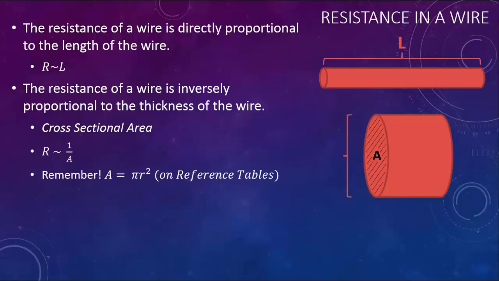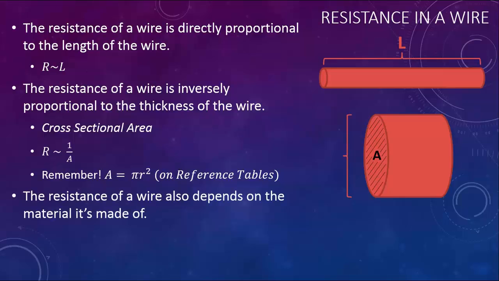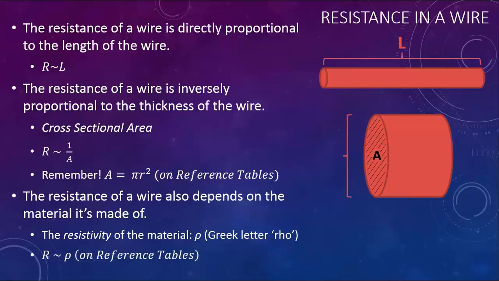Remember, the area of a circle is pi r squared, and they actually remind you of that on your reference tables. Finally, the resistance of a wire depends on what material it's made out of. Wires can be made out of copper, or gold, or silver, or a variety of other metals. Each material has a property called resistivity. This is abbreviated by the Greek letter rho. The resistance of a wire is proportional to the resistivity of the metal that it's made of. You can look up the resistivities of certain metals on your reference tables.